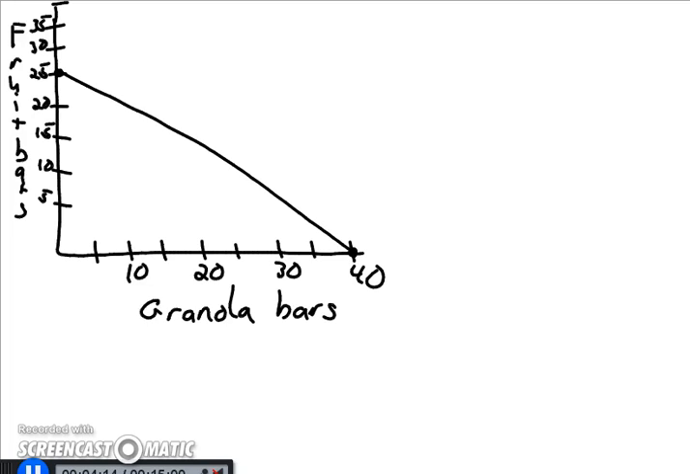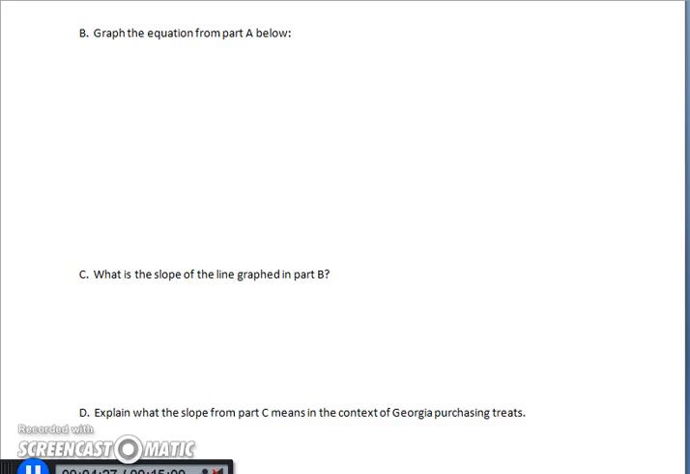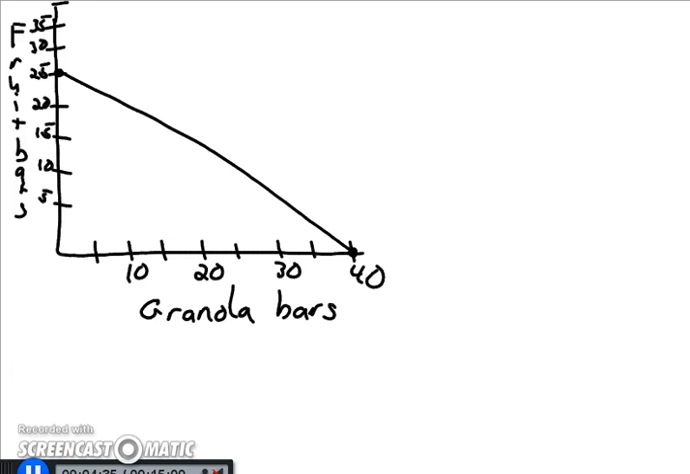And please note that I don't put any arrows on the ends of these because you can't buy negative fruit bars or negative granola bars. So we have to leave it as is. If we go back to part C, what is the slope of the line graph in part B? Well, to find slope, we could do a couple of different things. But probably the easiest way is to look at your graph and figure out how we go from this point here at (0, 25) to this point here at (40, 0). I'll also do it using the formula for those of you who would like to do it that way.